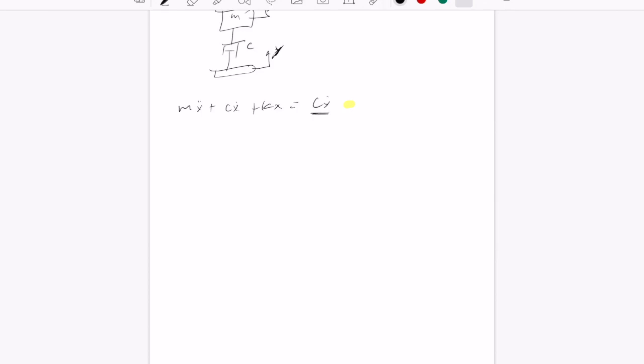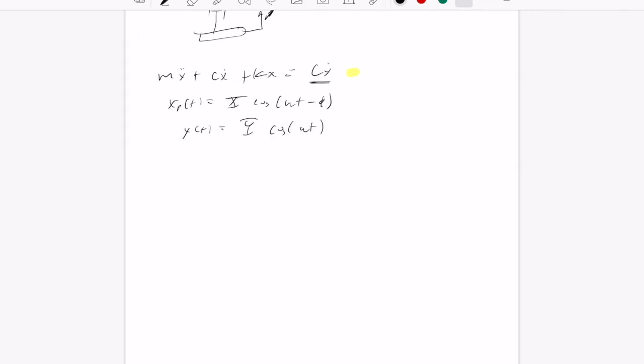If we do the same thing with x p of t is equal to X cosine omega t minus phi, and then y of t is equal to Y cosine omega t, okay? And then y dot of t is equal to negative omega Y cosine omega, not cosine, sine, rookie mistake, sine omega t, okay.